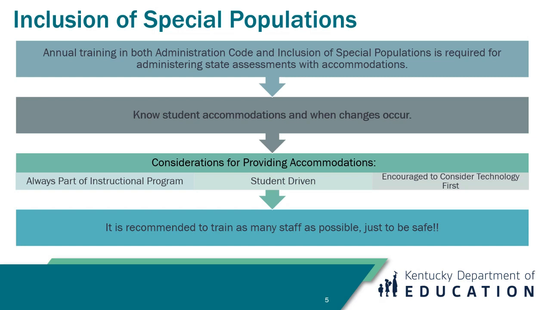Moreover, individuals responsible for providing assistance with students' accommodations must complete the Administration Code and the Inclusions of Special Populations training. Many districts require that all test administrators and parties involved in state assessments complete both trainings. It is important to note that this is a local decision and can be enforced independently of the Kentucky Department of Education without requiring their consent.